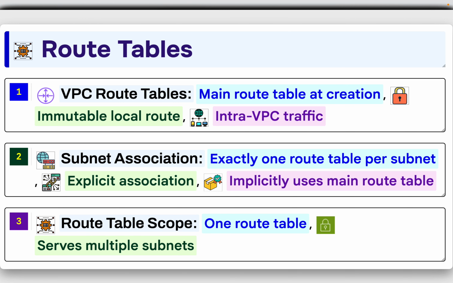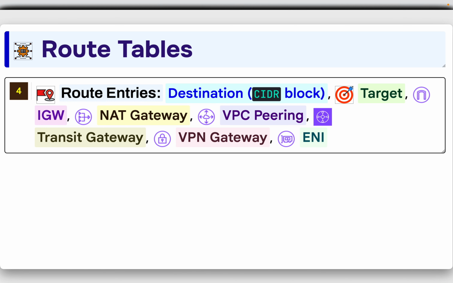One route table can serve multiple subnets, but each subnet can only be associated with one route table at a time. Each route entry has a destination, which is a CIDR block, and a target. Possible targets include first Internet Gateway, second NAT Gateway, third VPC peering, fourth Transit Gateway, fifth VPN Gateway, and last Elastic Network Interface, that is ENI.